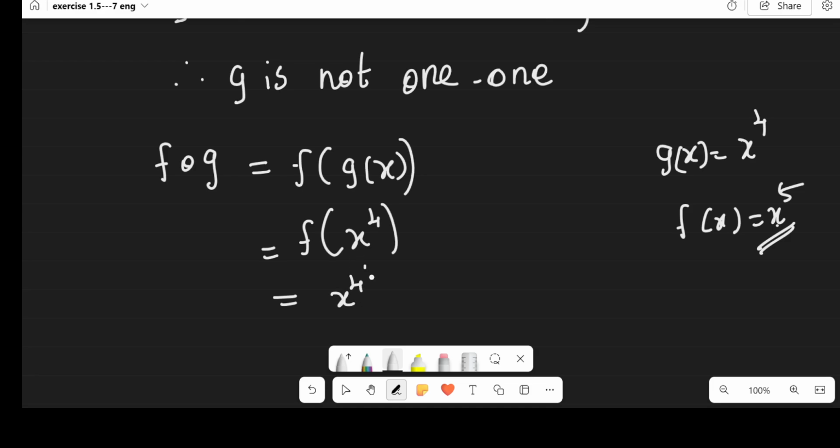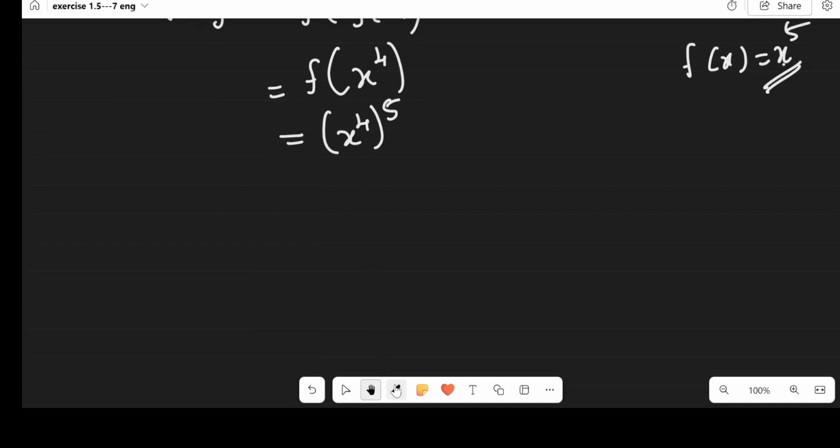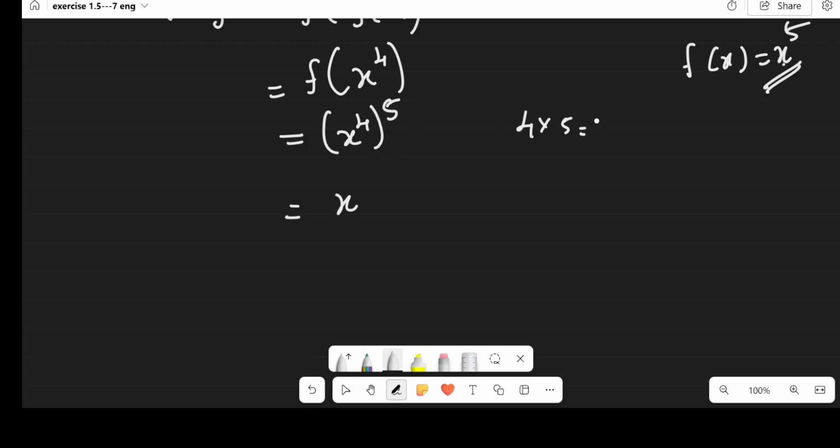Here the x value is x power 4, so that I'm getting x power 4 the whole power 5. So what is the answer of x power 4 the whole power 5? We should multiply 4 with 5. 4 into 5, 20, right? So we are getting x power 20. F of g is x power 20. Hereafter we should apply the values for x.